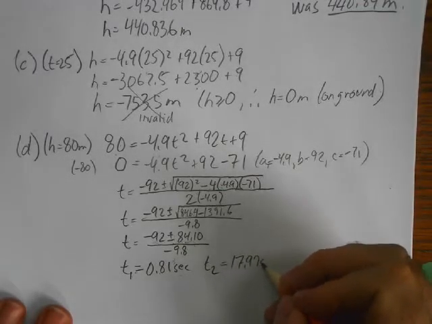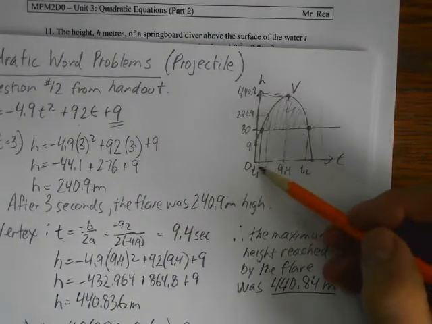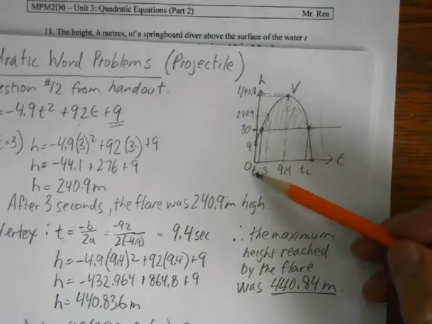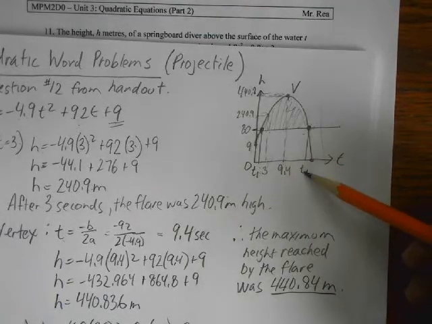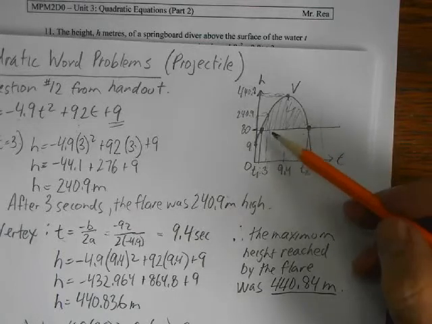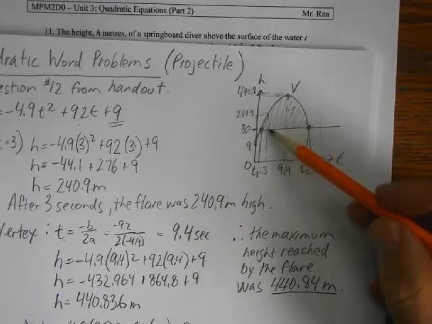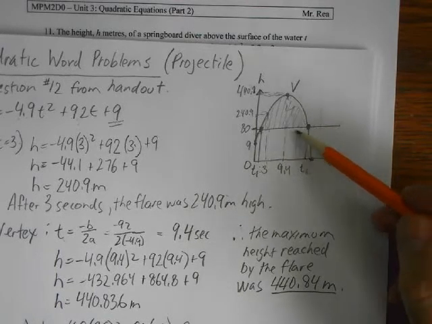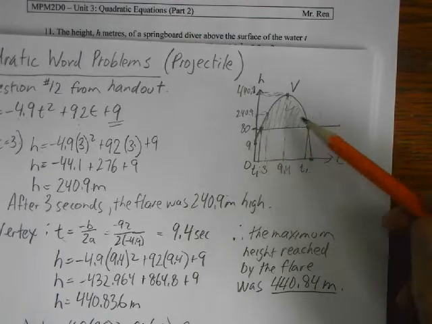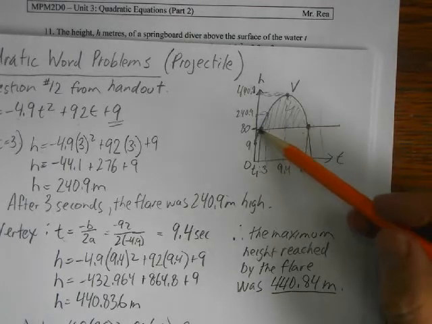This is actually 17.97 seconds. Okay, so if I relate this back to my little sketch at the top here, this is the first time. This is 0.81 seconds, and this is 17.9 seconds. So what I need to calculate, because it doesn't ask at what time is the flare at 80 meters, it says for how long is it above 80 meters.